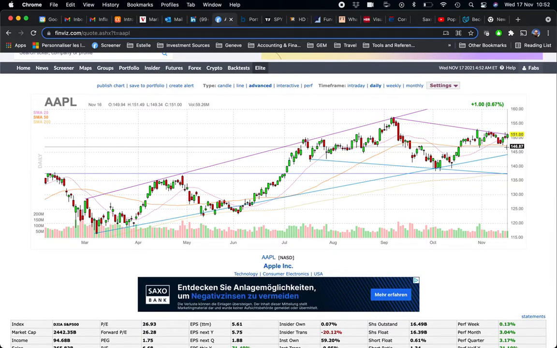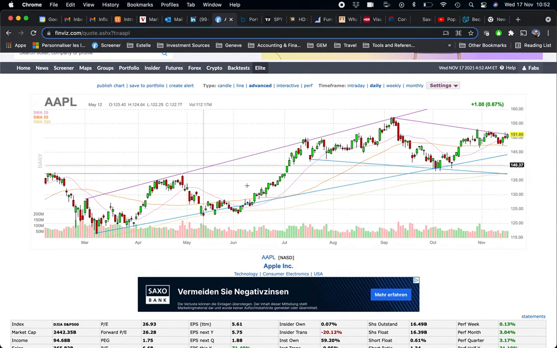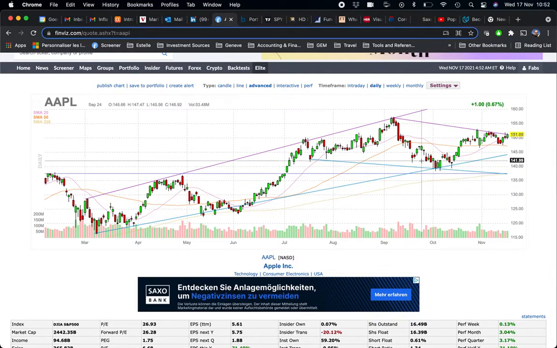All right. What you need to know, if you have a stock like Apple, is to print out this page.